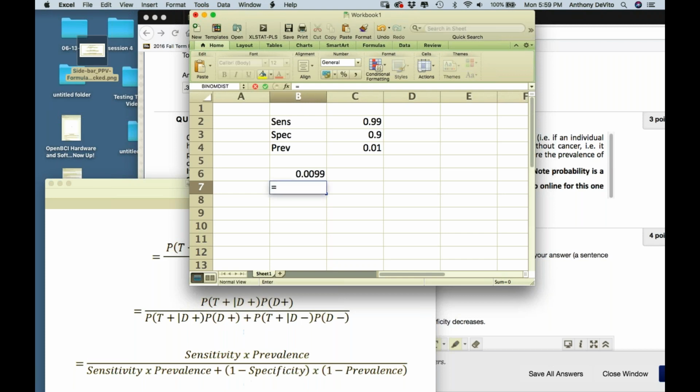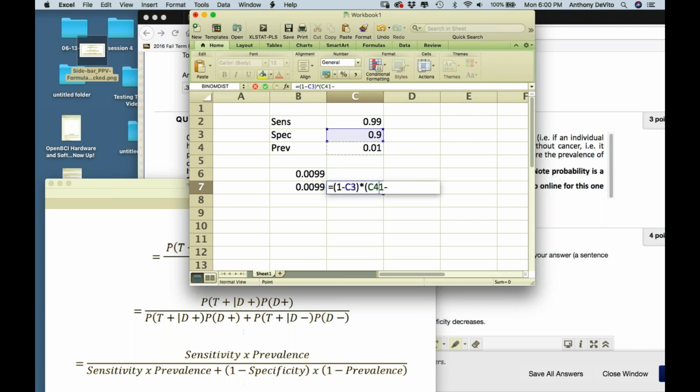I'm going to repeat that down here. Sensitivity times the prevalence is going to be a little under 1%, right? That's the proportion of people that test positive who have the disease. Well, how about the percentage of people that test positive but don't have the disease? Well, that's going to be our false positives. That's going to be equal to 1 minus our specificity, right? That's going to be 10% now, right? Times 1 minus our prevalence.